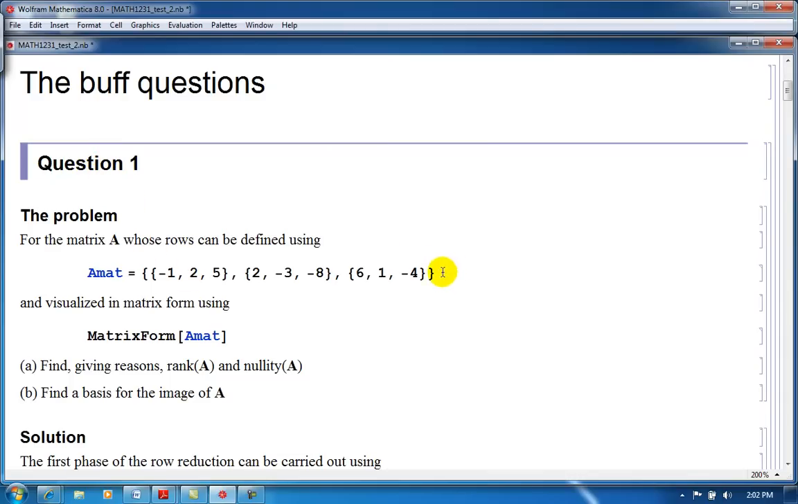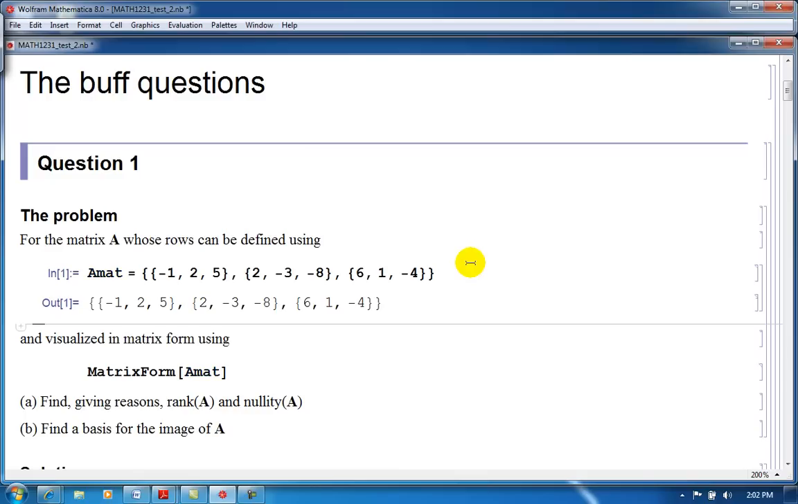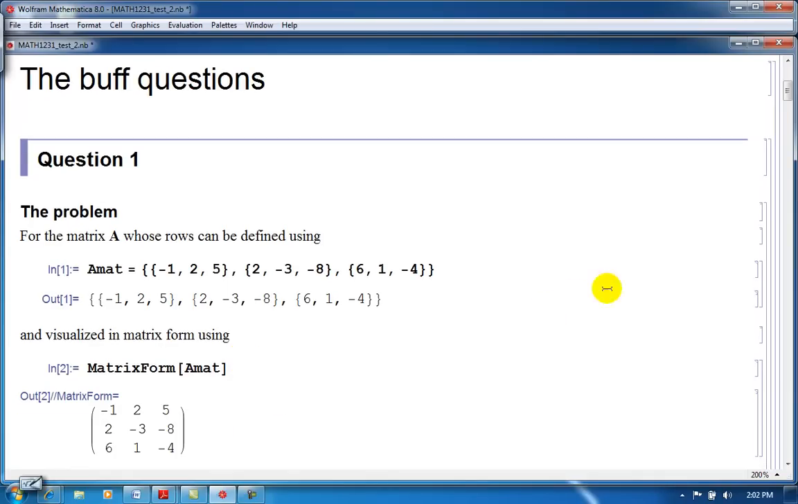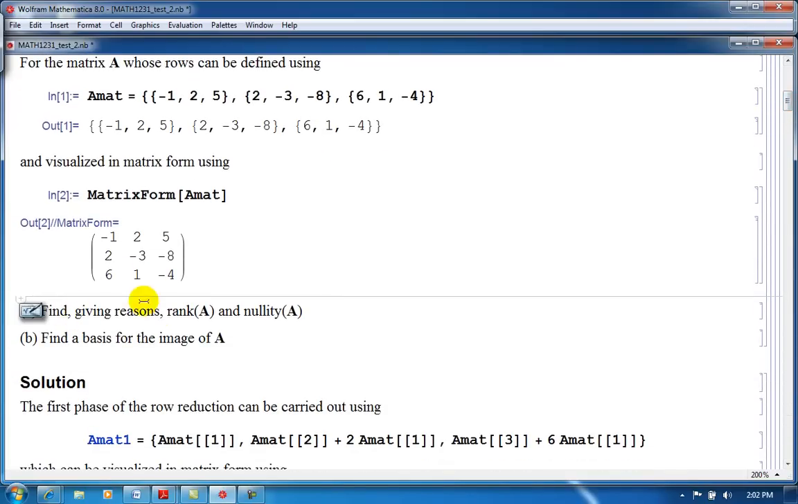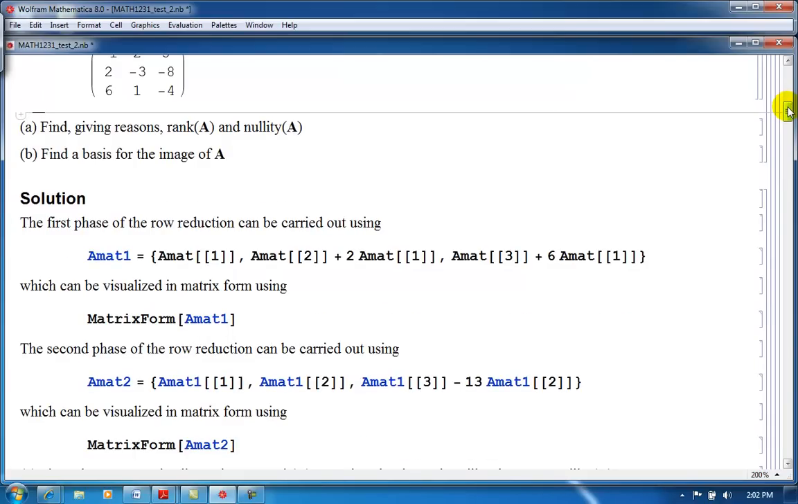problem. So we can take this matrix here, A, define its rows, and we can view it as a matrix using this. And the questions are: find, giving reasons, the rank of this matrix and its nullity, and find a basis for the image of A. Well, the way we do these is to carry out row reduction on the matrix.